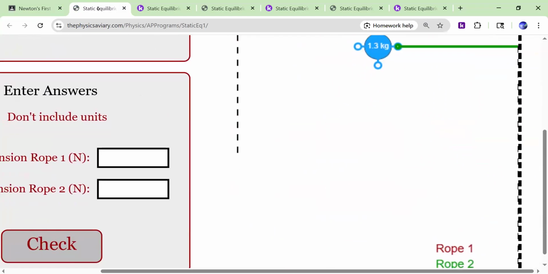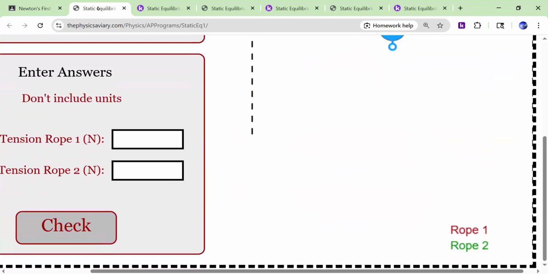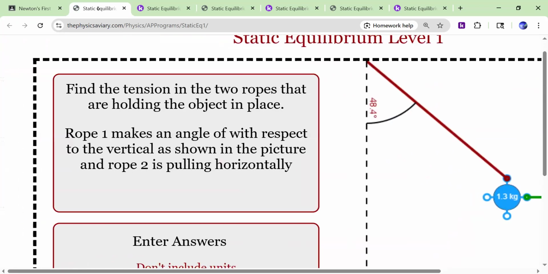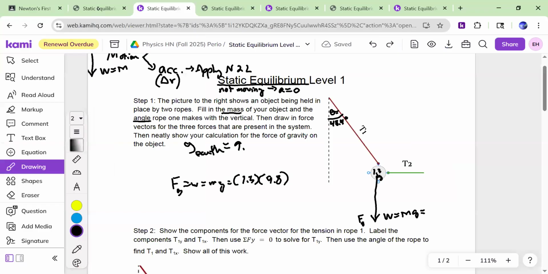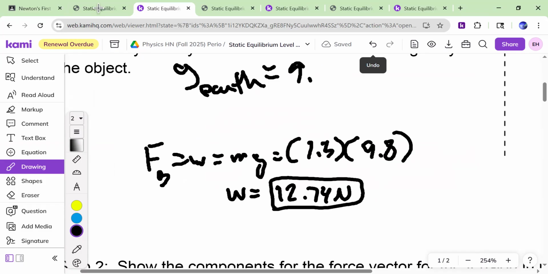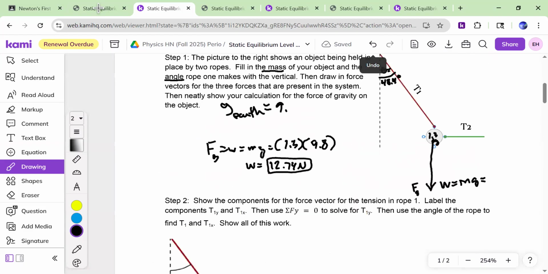Yeah, we're not told. See, rope one gives you a color code, by the way. Rope one and rope two, you can see rope one is the one at an angle, rope two is the horizontal rope. But no, I can't see any indication that this is anywhere else. So this is going to be a gravitational force equation on Earth, 1.3 in my case, times 9.8 is 12.74 newtons. I want you guys to take a moment and figure out the gravitational force for your mass.